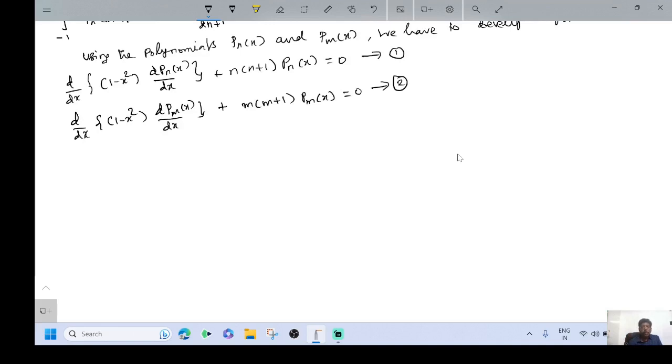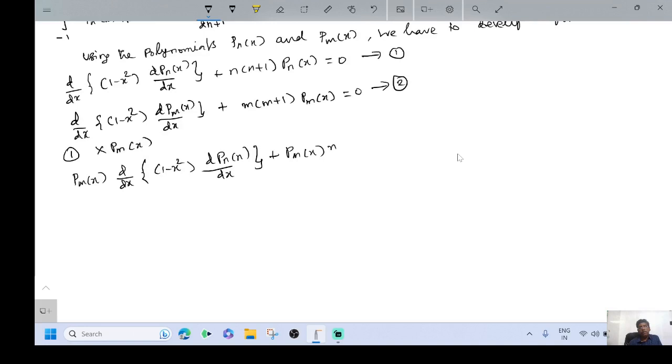Now, multiply equation 1 by Pm of x. You may get Pm of x d by dx of (1 minus x square) dPn of x divided by dx plus Pm of x n into (n plus 1) Pn of x equal to 0. This is equation 3.